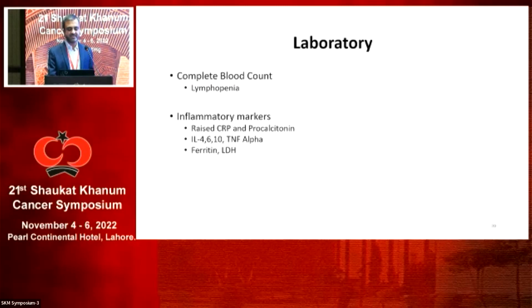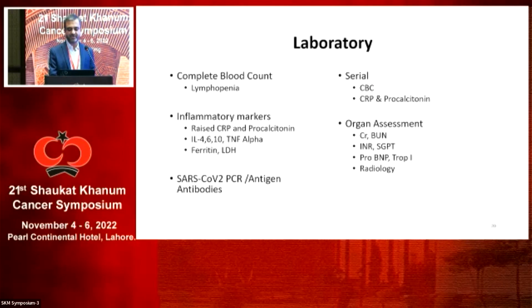we need to assess the severity or the extent of disease in these patients. So we go on to see the CBC and inflammatory markers. We check the SARS-CoV-2 PCR or antigen or antibodies depending on the history. And then we need to have serial complete blood counts as well as CRP and procalcitonin to understand the response to therapy and whether to escalate or de-escalate therapy.